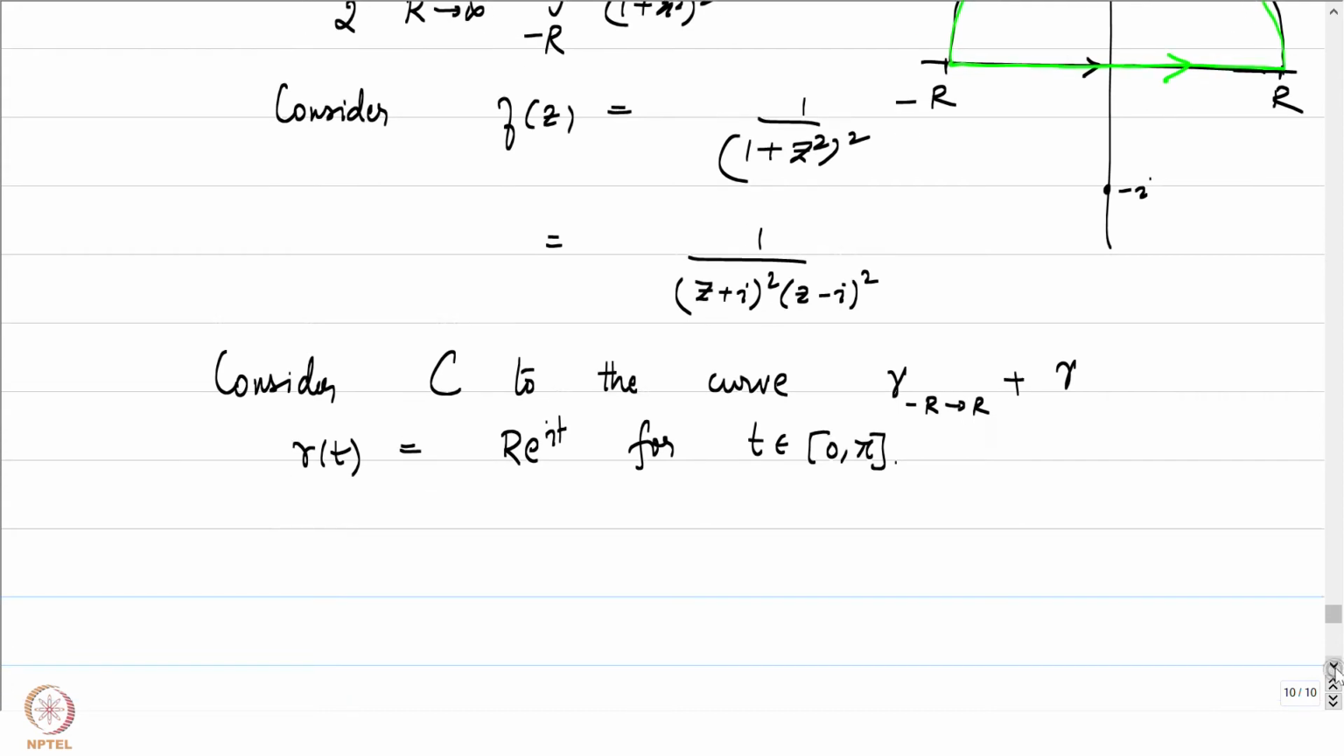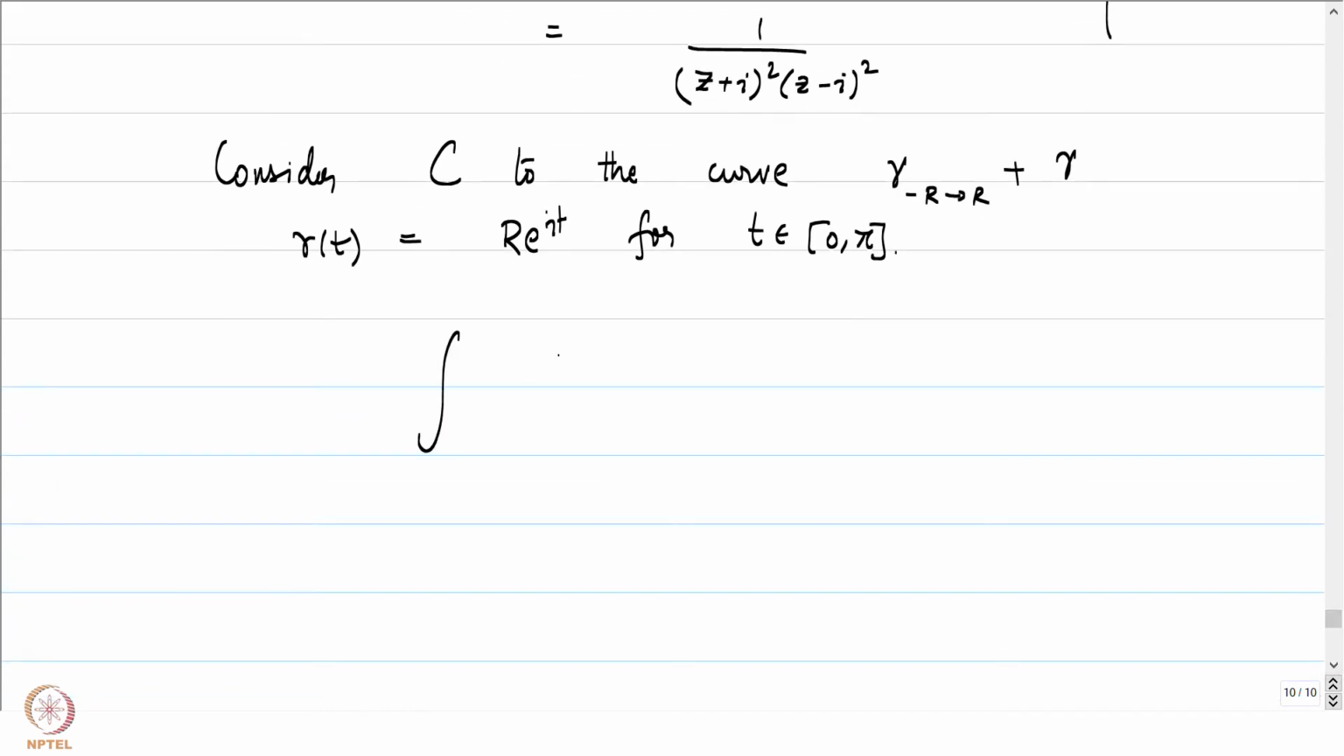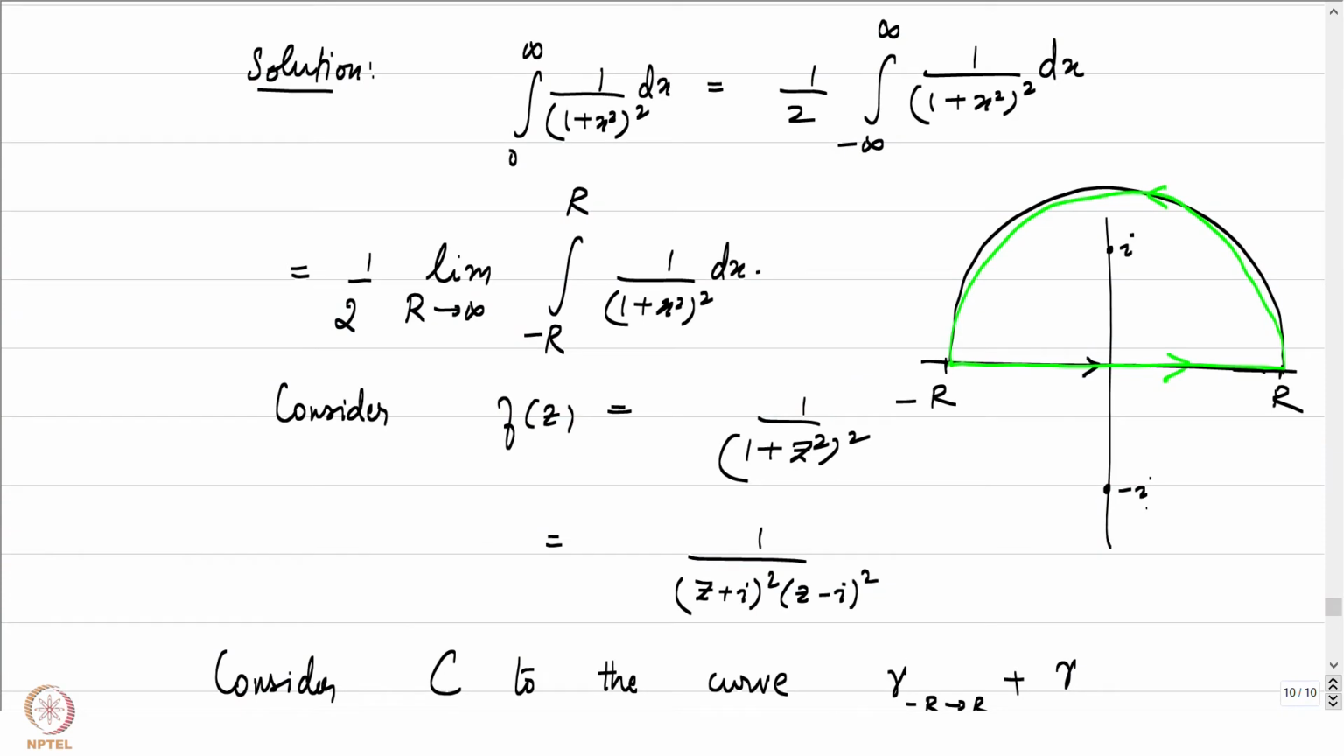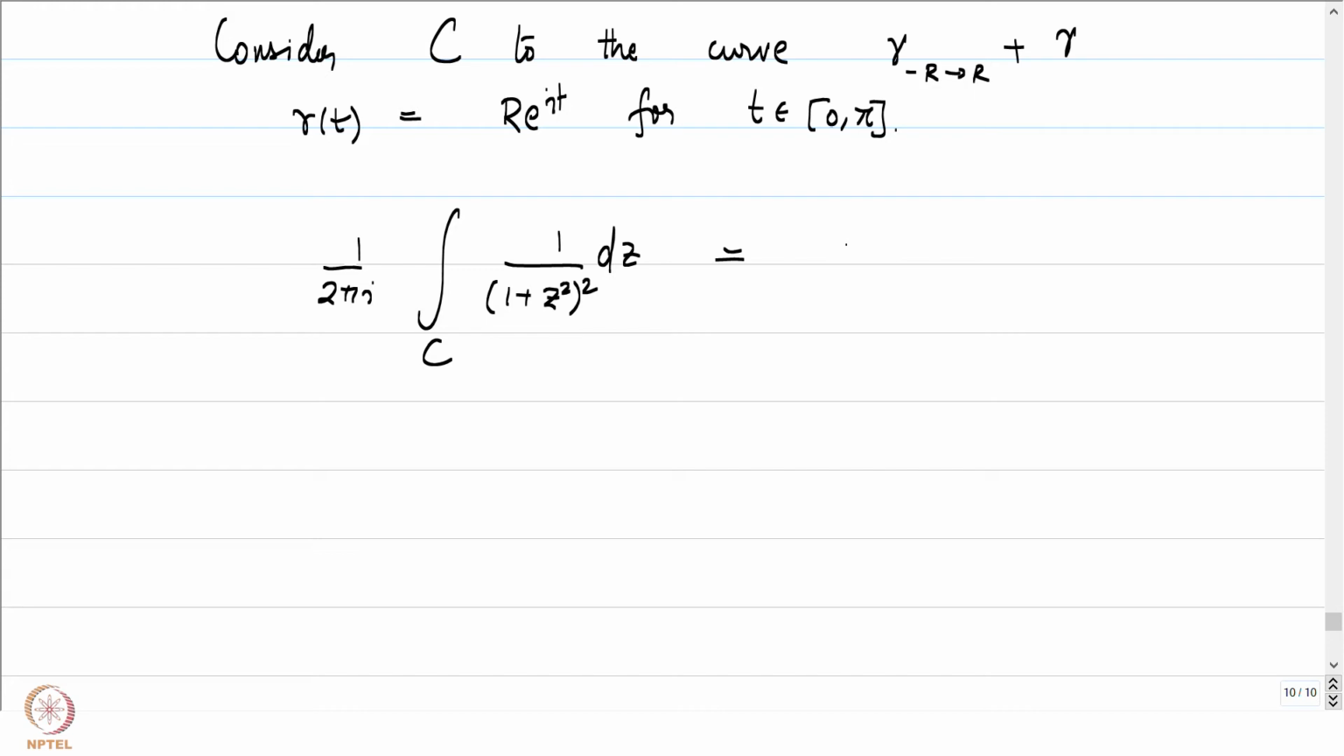And if you look at the integral of 1 by (1 plus z square) the whole square dz over the curve C, again 1 by 2 pi I will come in here, this is just going to be equal to the winding number of this curve around the point I, and the winding number of this curve around minus I is going to be 0. We will be able to conclude that this is equal to 1 times the residue of 1 by (1 plus z square) the whole square at the point I. This is precisely what it is.